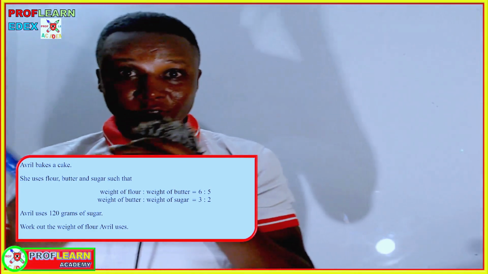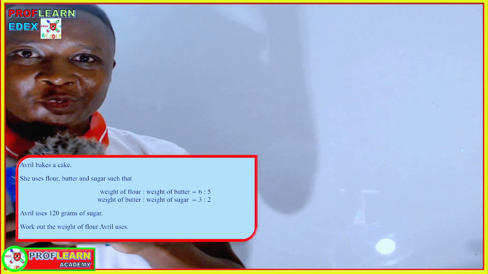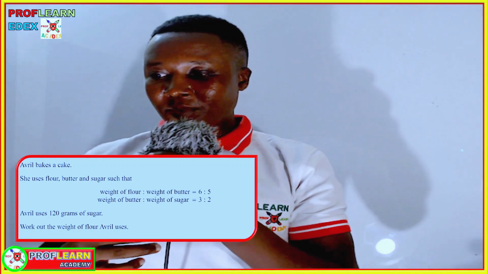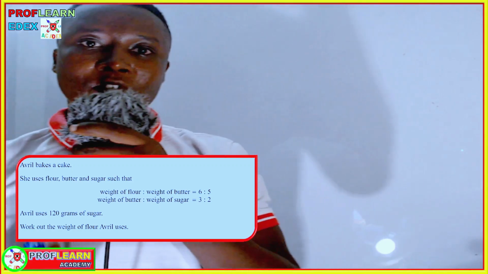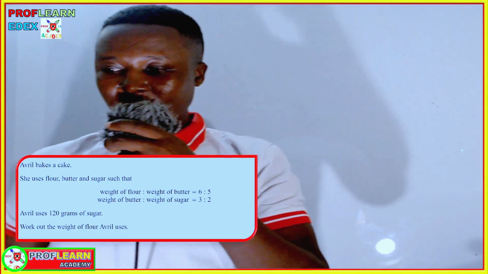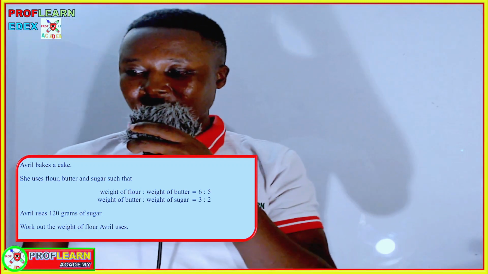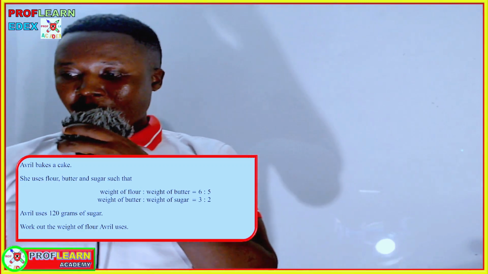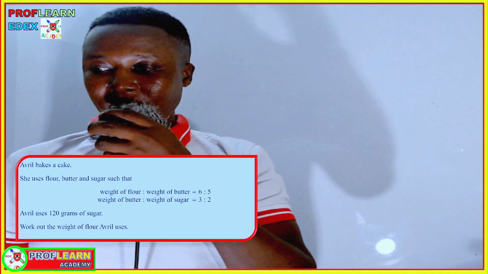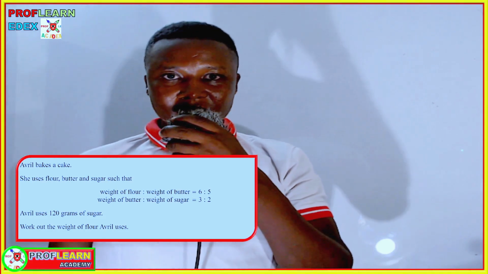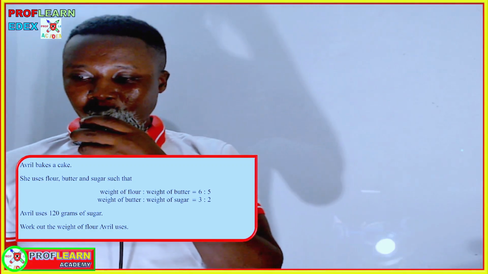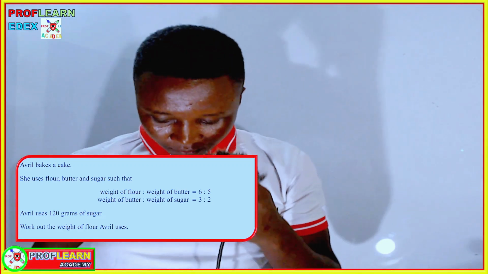In this particular video, we're going to have a look at how to solve common topics which are tested in IGCSE Edexcel. So we're going to start with one of the questions from the topic of ratios, and we are told that Alville bakes a cake. She uses flour, butter, and sugar such that the weight of flour to the weight of butter is 6:5, and the weight of butter to the weight of sugar is 3:2. Alville uses 120 grams of sugar, and then we are supposed to work out the weight of flour Alville uses.